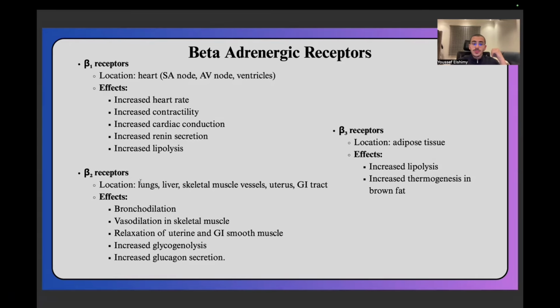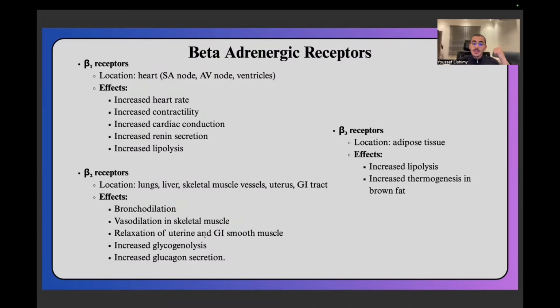Then the beta 2 receptors, you have two lungs. So the location is lungs, liver, skeletal muscles, uterus, GI tract. What are the effects? Bronchodilation, because you need to breathe more oxygen. Vasodilation in skeletal muscles. Although alpha 1 causes vasoconstriction, beta 2 causes vasodilation in skeletal muscles because your muscles are important whenever you have a fight or flight response. You need them. So vasodilation in order to bring more nutrients to the skeletal muscles.